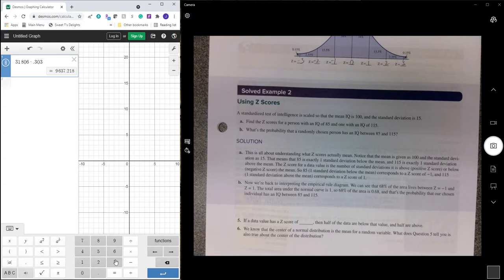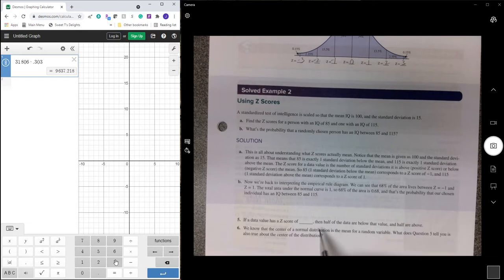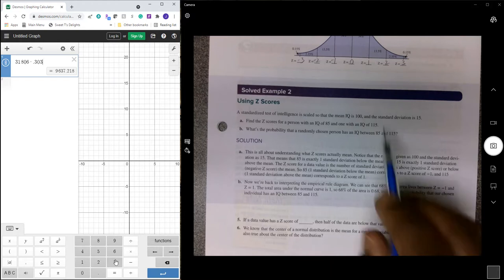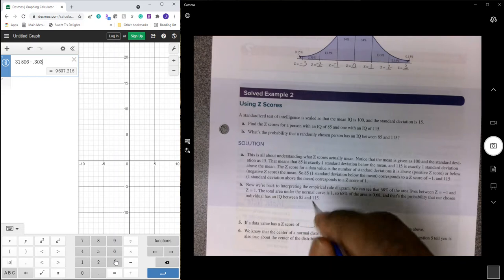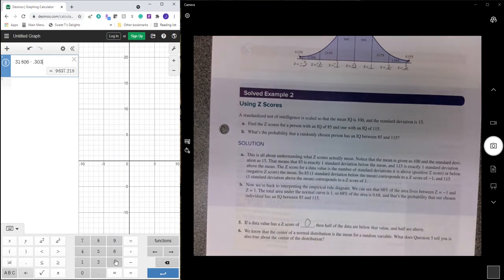and 115. So if we look here at number 5, it says if a data value has a z-score of blank, then half of the data are below the value and half are above. That describes the mean, which has a z-score of 0. We know that the center of the normal distribution is the mean for a random variable. What does question 5 tell you is also true about the center of the distribution? It is also the median. Because remember, the median is right in the center, has just as many values above as it has below the value. So it's also the median.